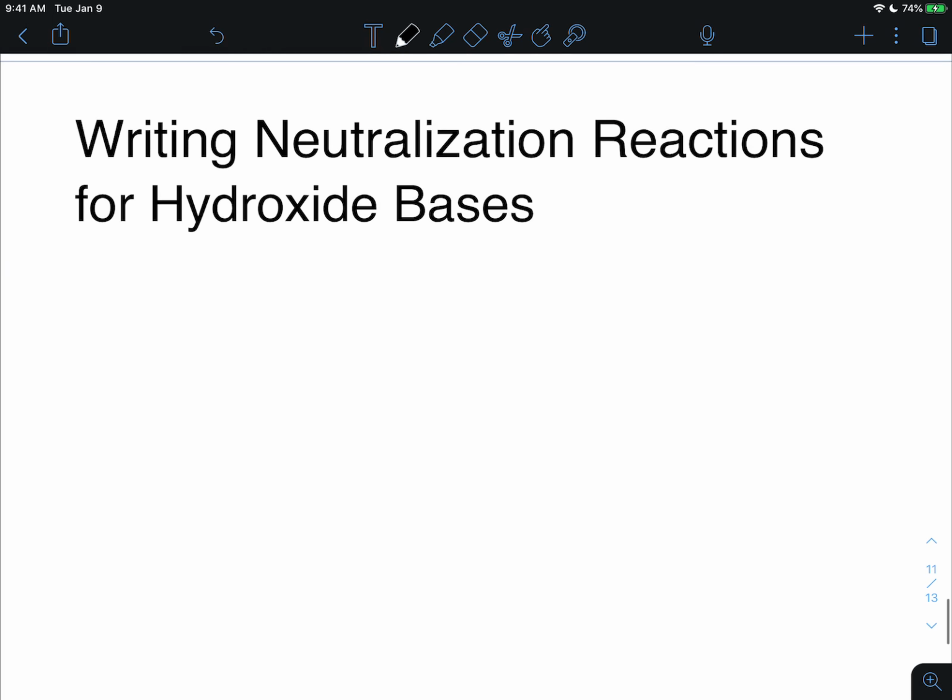Writing these neutralization reactions is very simple, quick, and easy. We're going to locate the acid, locate the base, take the hydrogens from the acid, take the hydroxides from the base, those combine to produce water, and what's left over is your salt. So, locate the acid. Locate the base.